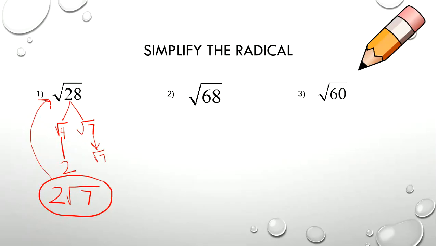Keep that in mind. Let's try 68. Which perfect square can we divide into 68? Let's try 4. Does 4 go in? 68 divided by 4? Yeah, that's 17. So I'll get the square root of 4 and the square root of 17. The square root of 4 is 2.